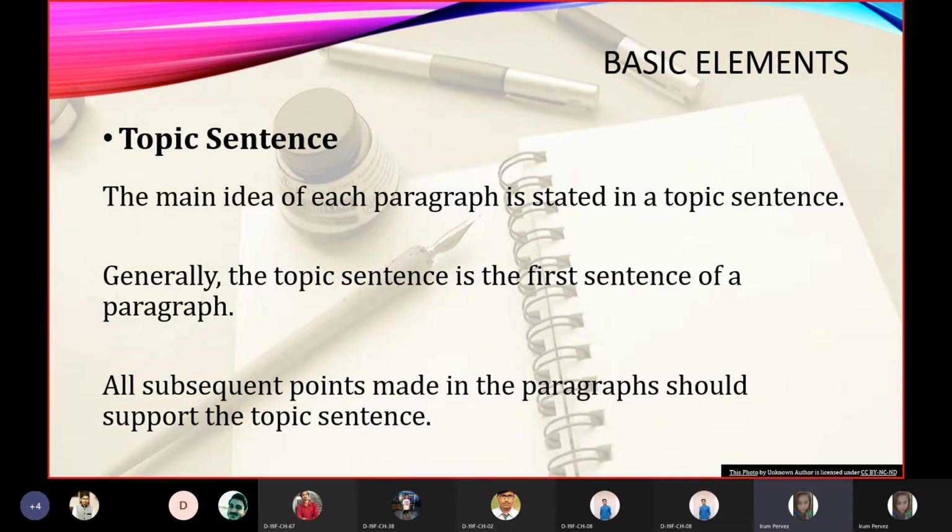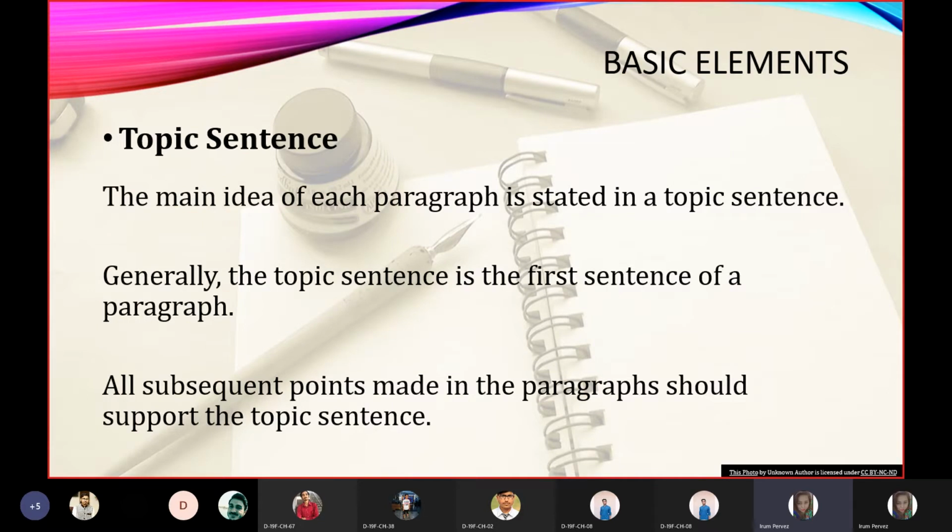The topic sentence is the main idea of each paragraph. Whatever the main idea of the paragraph is, that is stated in the topic sentence. The topic sentence is the first sentence of a paragraph. There are five sentences in a standard paragraph, right? You can add more sentences or even cut down the sentences. But a standard paragraph comprises at least five sentences, and the first sentence needs to be the topic sentence, which contains the main idea.